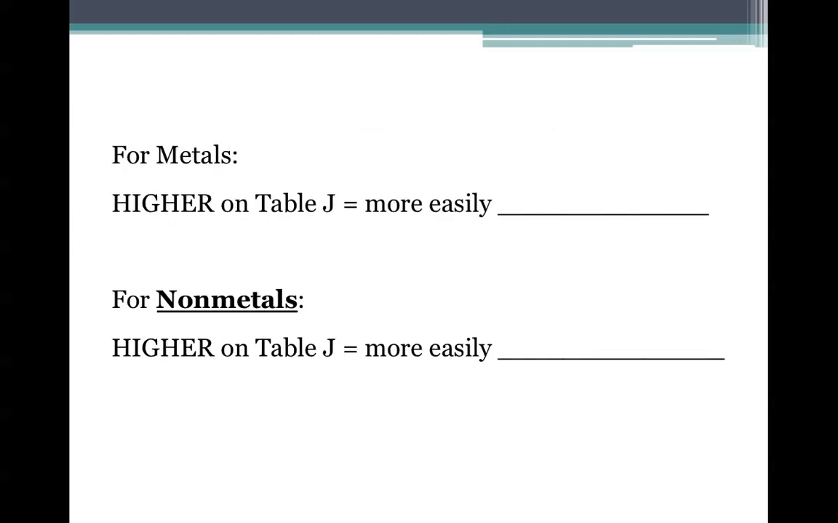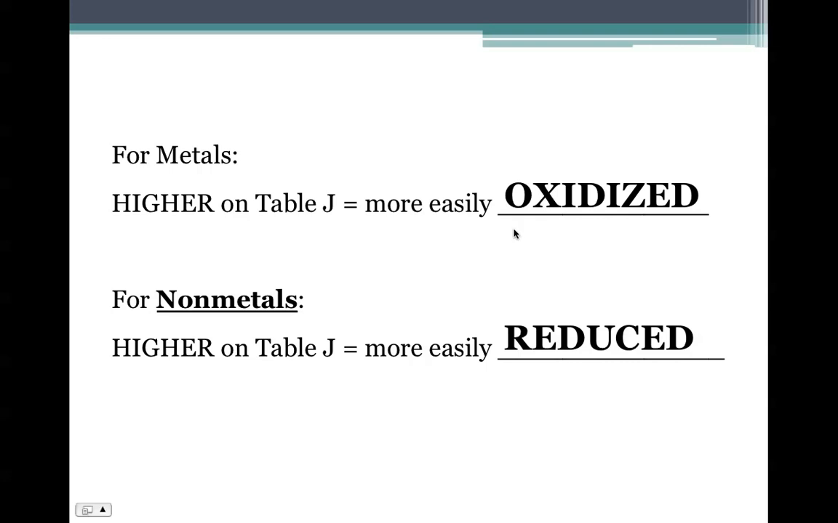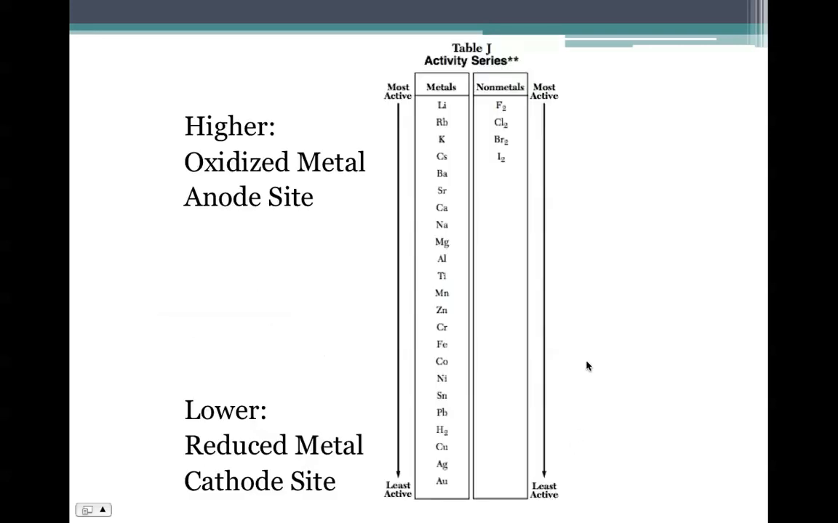So a general rule to keep in mind is for metals that are on the left of table J, the higher on table J, the more easily oxidized. For nonmetals on the right of table J, the higher of the four on table J is more easily reduced. And this goes back to, remember, metals like to lose electrons, nonmetals like to gain them. So the more reactive they are, the more they'll follow the idea that metals will be oxidized if they're more reactive, and nonmetals will be more easily reduced if they're more reactive.